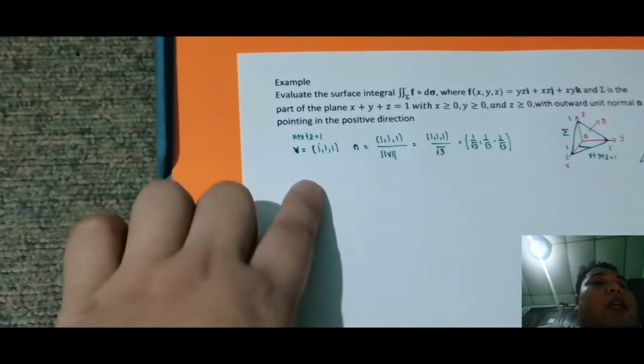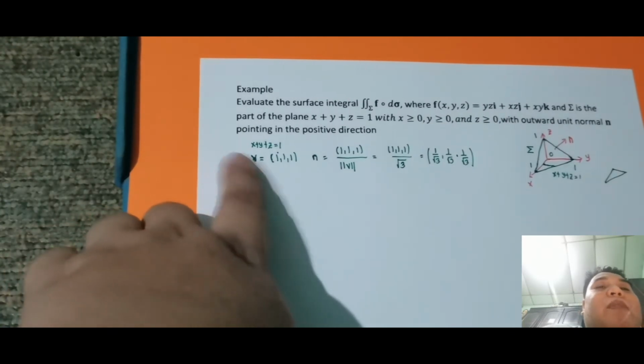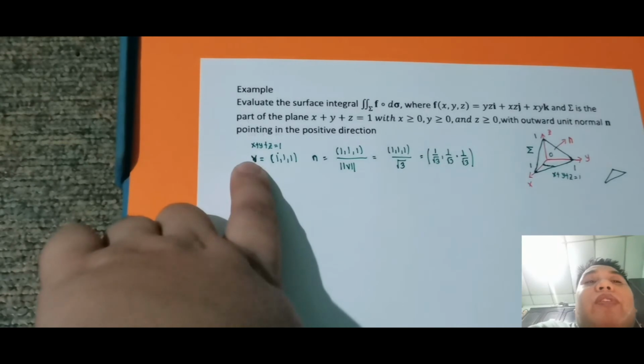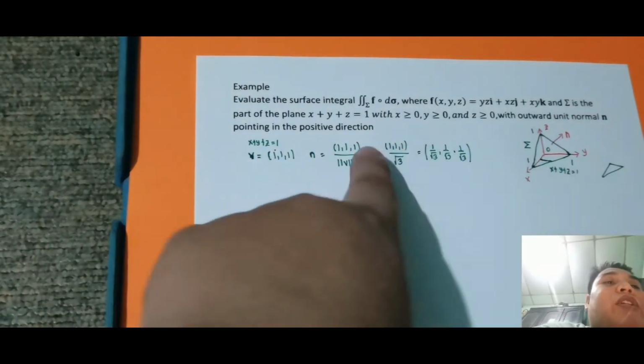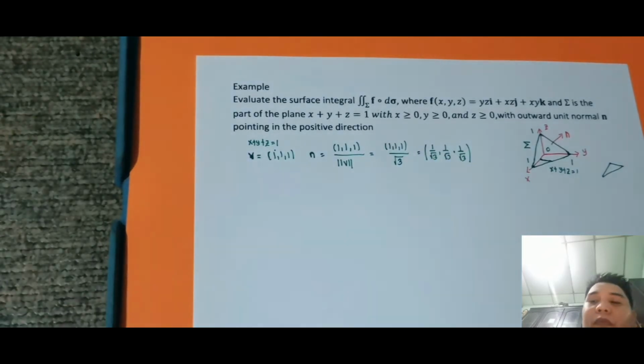So meron tayong N, meron tayong B. From B, given yung ating plane na x plus y plus z, kinuha natin yung vector B, then kinuha natin yung normal vector dun sa plane na yun. So yun yung normal vector niya, which is 1 over square root of 3, 1 over square root of 3, 1 over square root of 3. So given na yan, nakita na natin siya.